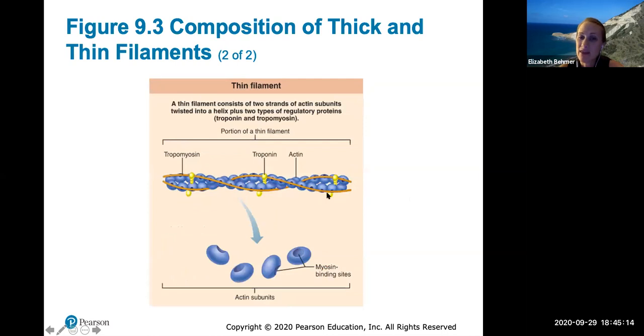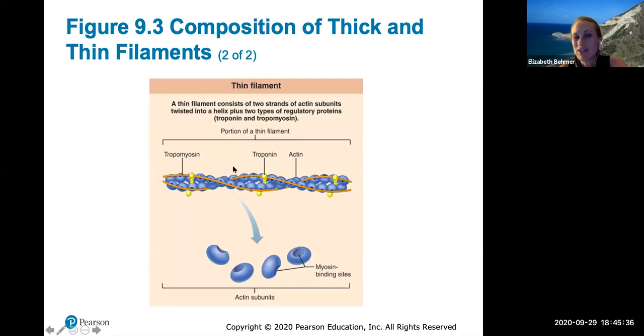And then the thin filament is made up of these double wound strands of beads, or globular proteins. These are the actin subunits. On those actin subunits, there's a little depression for the myosin binding site. And that little depression is where the head of the myosin will reach up and touch the actin.